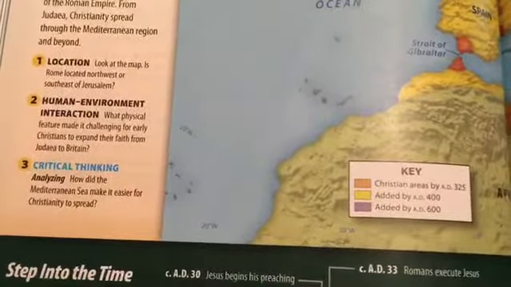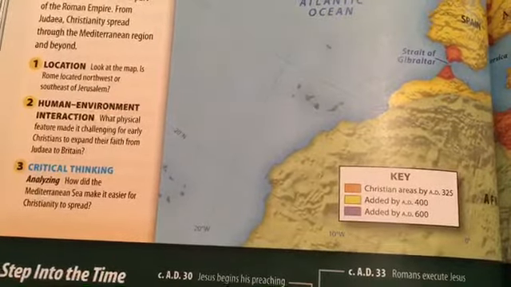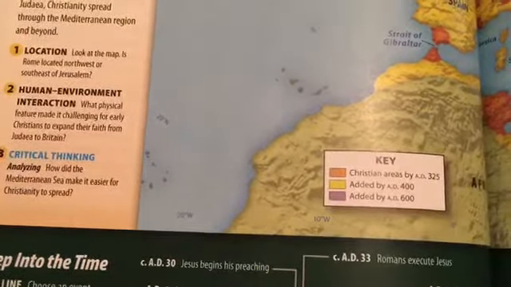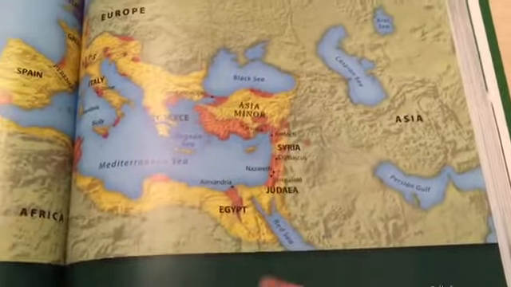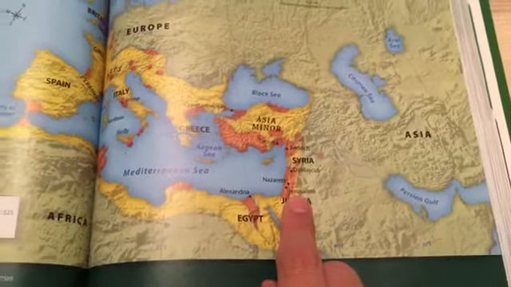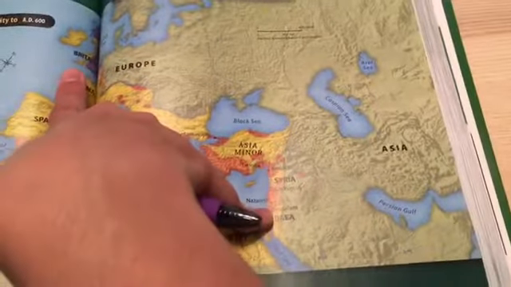Okay, let's take a look at number 2. For number 2, it says, what physical features made it challenging for early Christians to expand their faith from Judea to Britain? Okay, well, first we're going to have to find Judea and Britain. So just like we did for Rome and Jerusalem, we're going to come back over here. And I do see Judea right here. I don't see Britain. Oh, it's kind of in the crack right here. So Judea's right here. Britain's all the way up here.